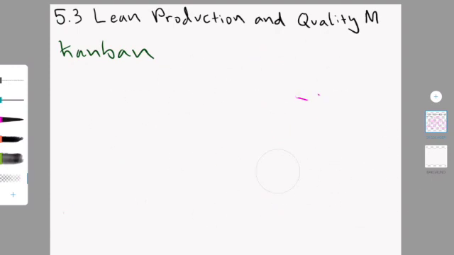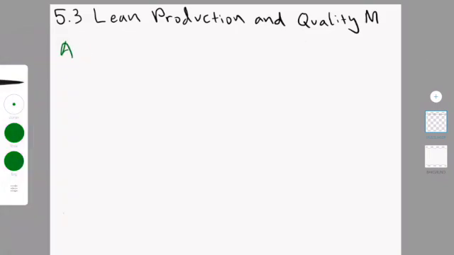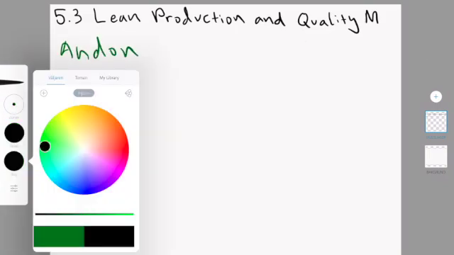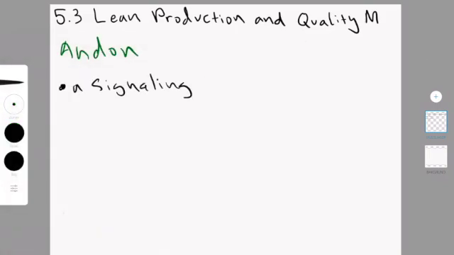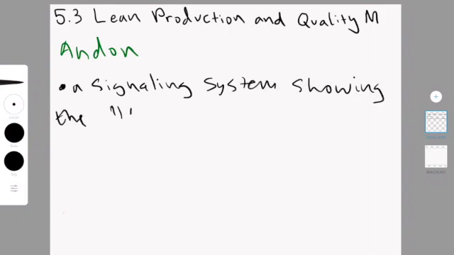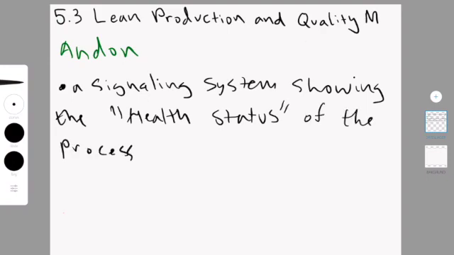So the last method to create lean production that we will be discussing is Andon. So this, again, is another Japanese term. This one is a signaling system as well that shows the health status of the process. And what this essentially means is that if something goes wrong, you will have a system that tells you, oop, this part is wrong, so everybody can directly go there and fix the problem.